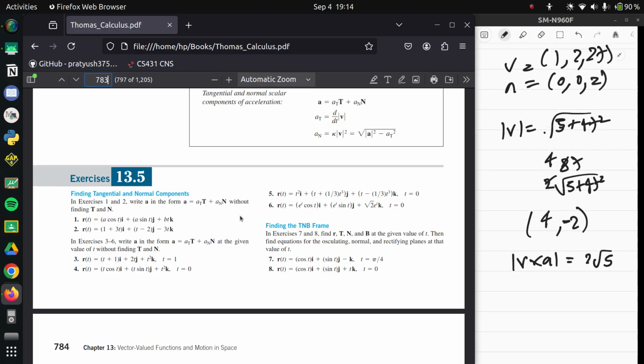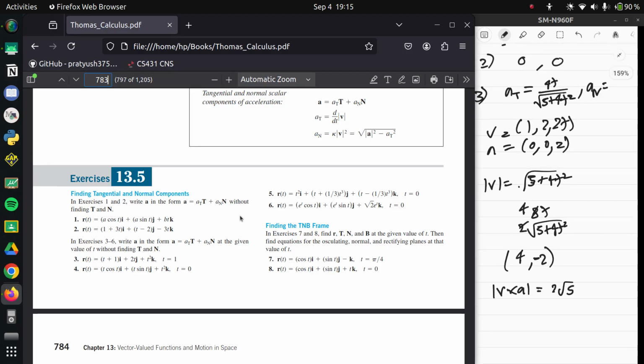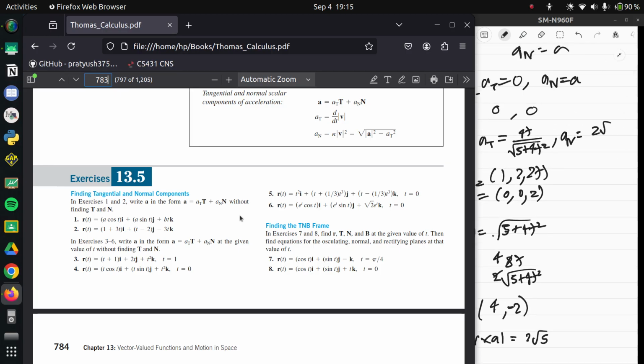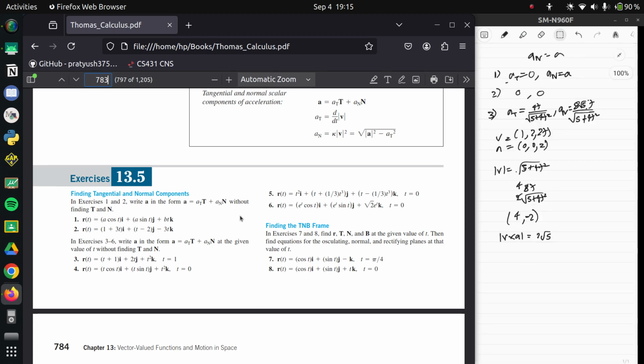So what's the magnitude of v? That is this stuff, so just 2 square root of 5 upon square root of 5 plus, oh, you have to have the 14, don't you? So it's 8 square root of 5 t upon 5 plus 4 t square. Amazing. Next, third done. Fourth, let's go.